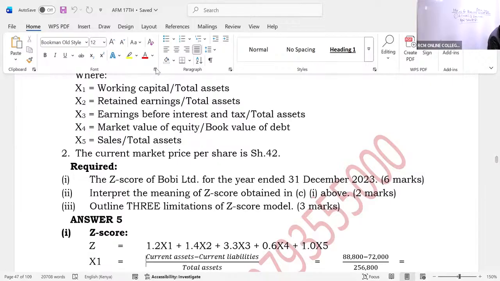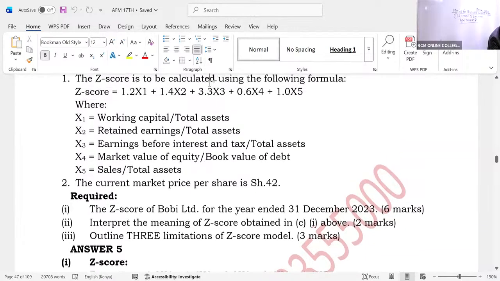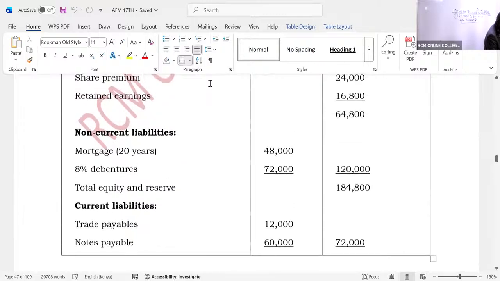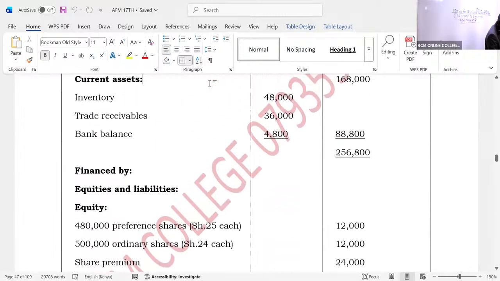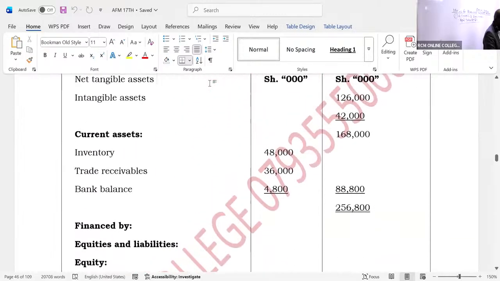So according to the online ninjas, from the balance sheet, what are total assets? Let me start with the online ninjas. Total assets are current assets and non-current assets. The online ninjas are saying, Mwalimu, total assets are very easy to get. How much are they getting? It is given, 256,800, isn't it?